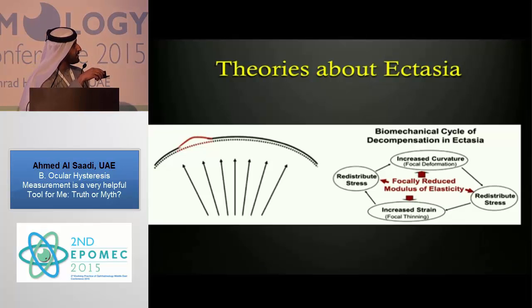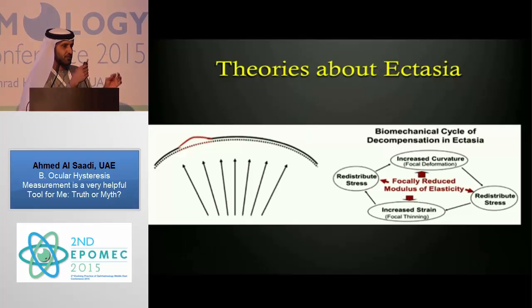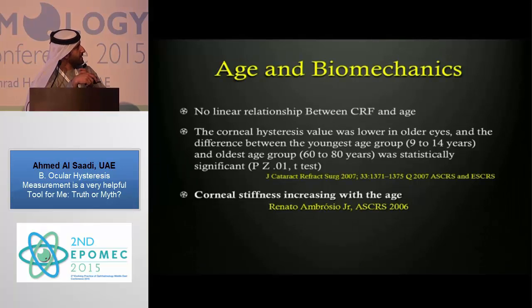The thinner area gives you increased strain, redistribution, increased curvature, increased stress, and you just go into a vicious cycle. And maybe this is what explains the fast progression in certain patients compared to others, where you can see most of the cornea is flat and one area is just going very fast. So this is one limitation, because if you have one localized area, your machine might not detect the whole thing. So age and biomechanics, I think I alluded to this.